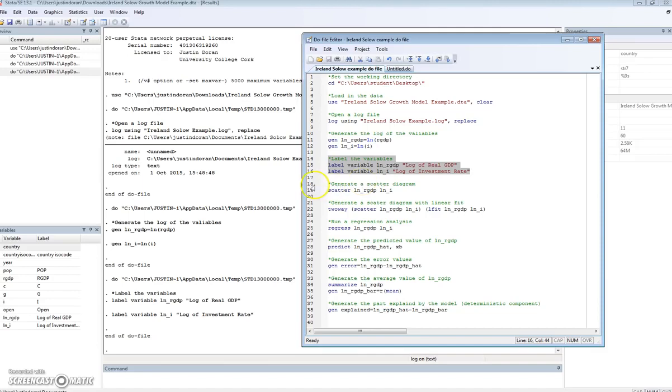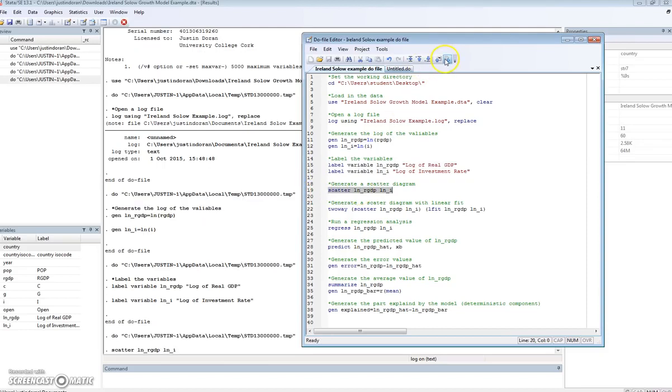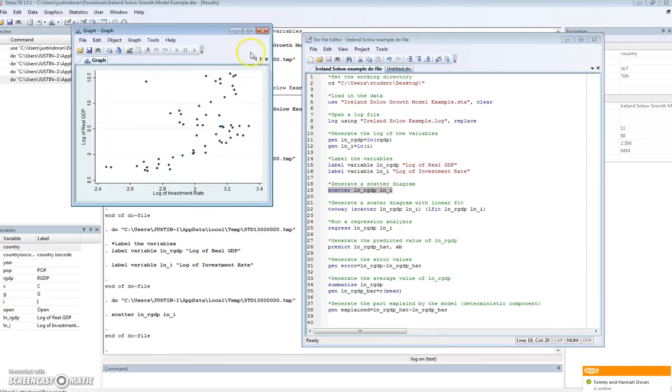Now, we can draw scatter diagrams using the scatter command, which is very straightforward to implement. When we run our scatter diagram, we can see the relationship between our actual variables, so we can see log of investment rate and log of real GDP.